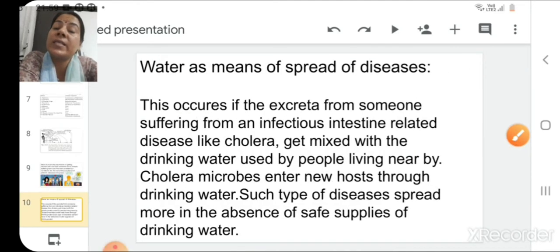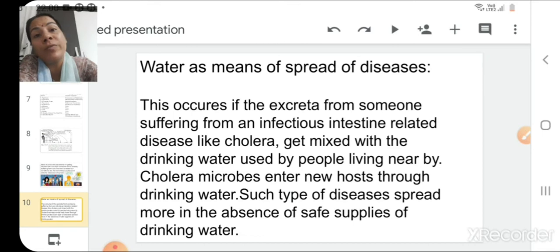Now there is another means of spread of disease, that is by water. This occurs if the excreta from someone suffering from an infectious intestine related disease like cholera gets mixed with the drinking water used by people living in the nearby area. Cholera microbes enter a new host through drinking water. Such types of diseases spread more in the absence of safe supplies of drinking water.